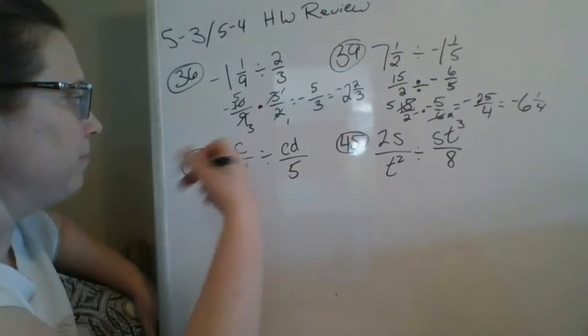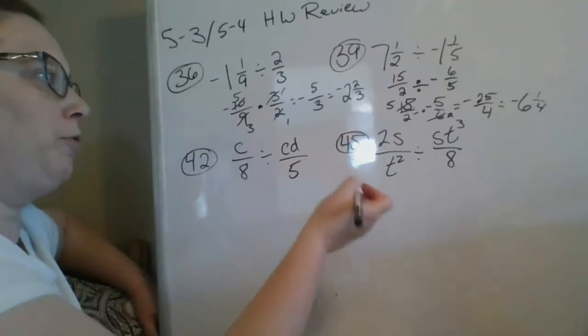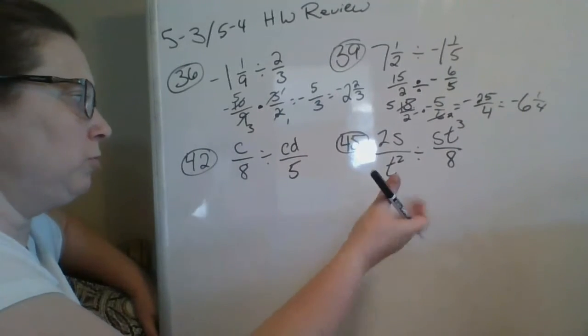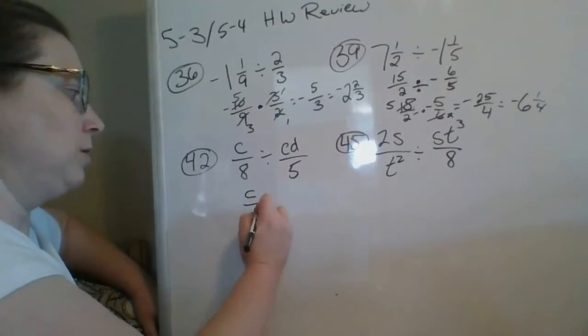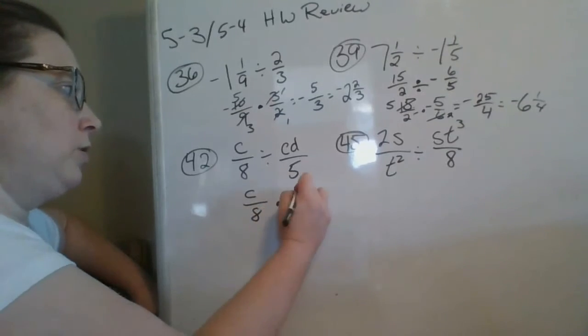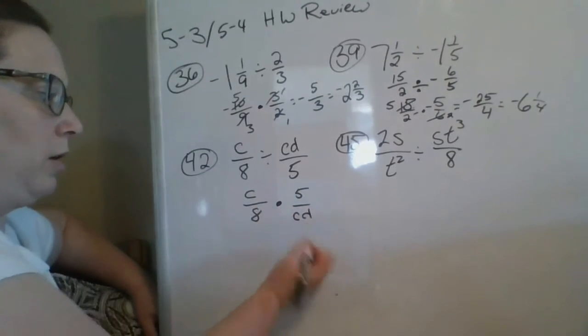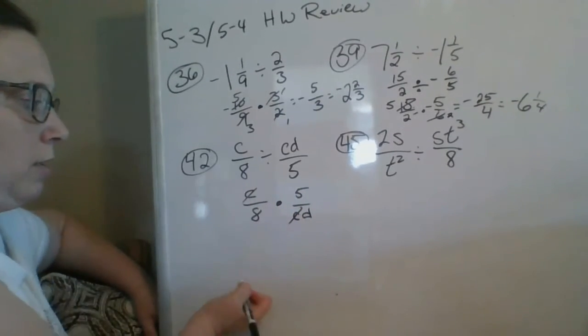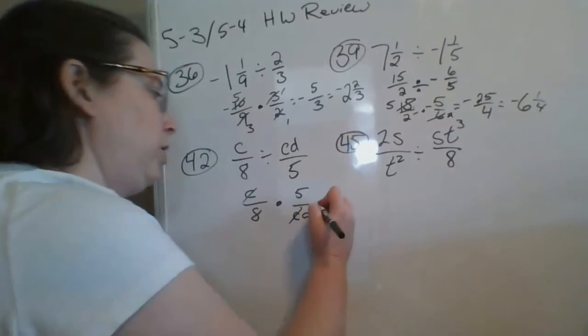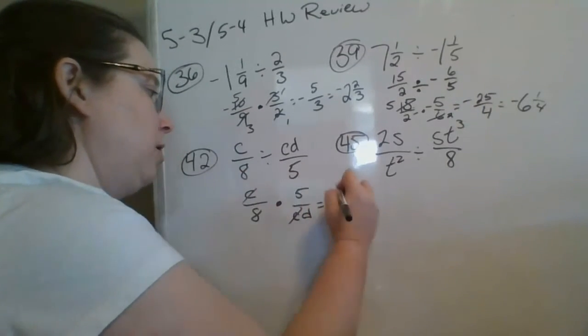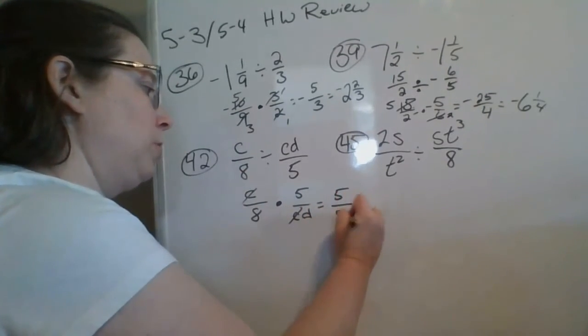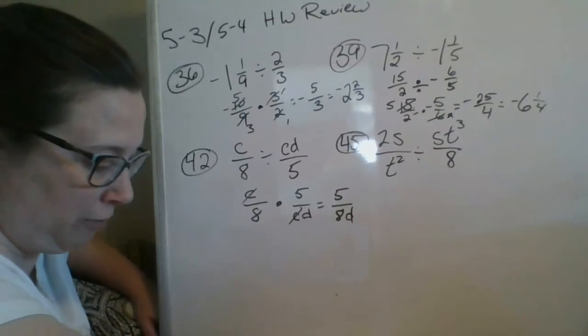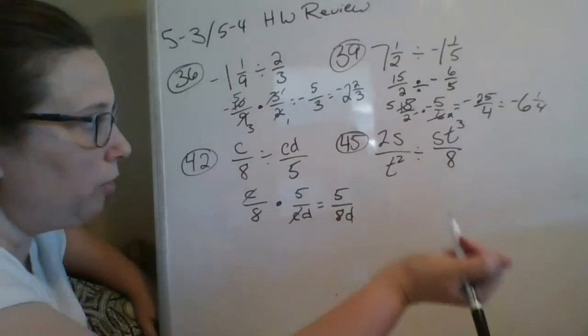That's our answer. With 42 and 45, we had some variables in our problem, but we're just doing the same thing. We're going to keep, change, flip. And then I can cross reduce here. I have a C in the numerators and denominators, so those cancel out. Multiply across the top, multiply across the bottom, and I get 5/8D.